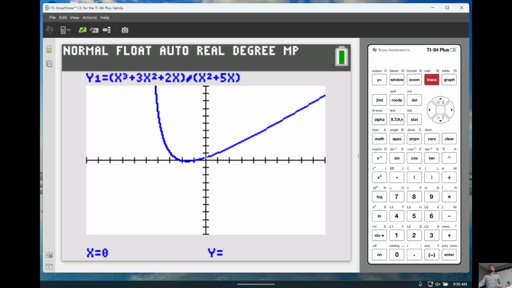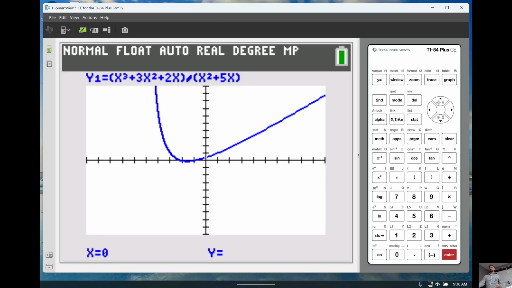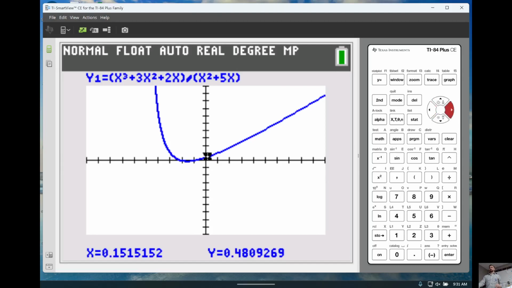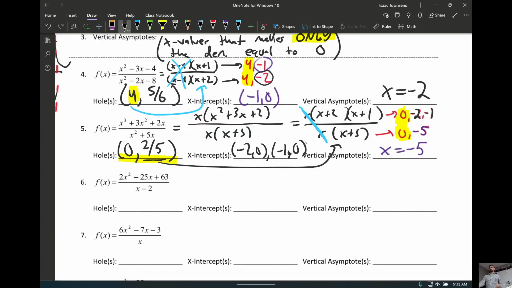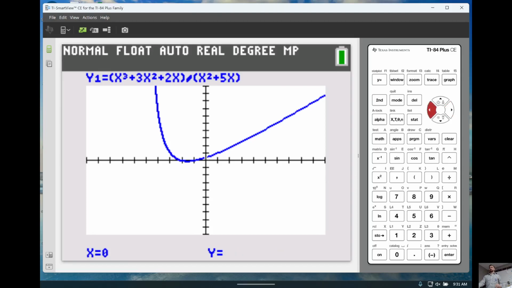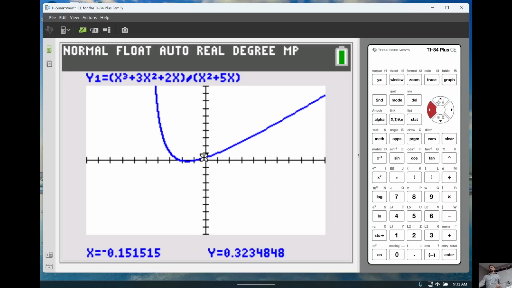So if I hit trace 0 enter, it should tell me that there is no y value when x is 0 because there's a hole there. But you can move the cursor a little bit to the left to see that the y value is around 0.3. A little bit to the right to see the y value is around 0.5. And I'm saying the y value is 2/5. And of course 2/5 is about 0.4. So 0.4 is certainly around 0.48 and 0.32. So it seems like that is correct too.